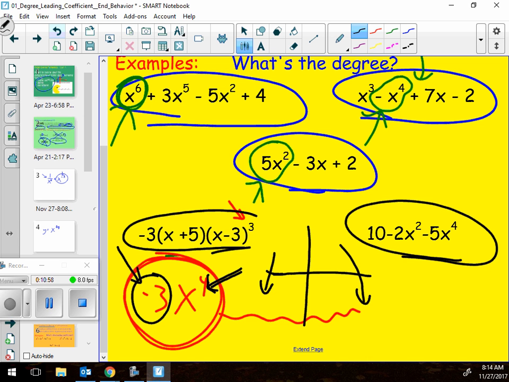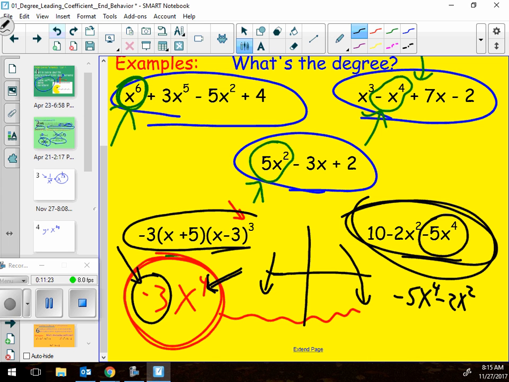What's the lead dog? Negative 5x to the 4th. It tells us the degree of this polynomial. What degree is this polynomial right here? Degree 4. If I put the lead dog in front, which is usually where you put the lead dog, not always. I just rearranged it. I put my dogs in different places on the sled team. Okay. This one's my lead dog, and it tells me 2 things.